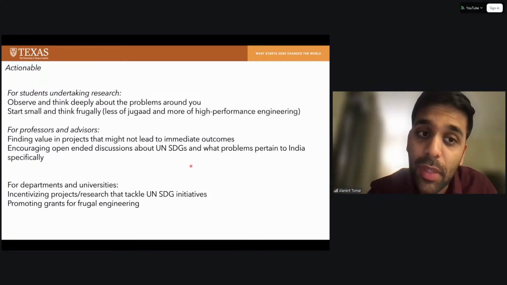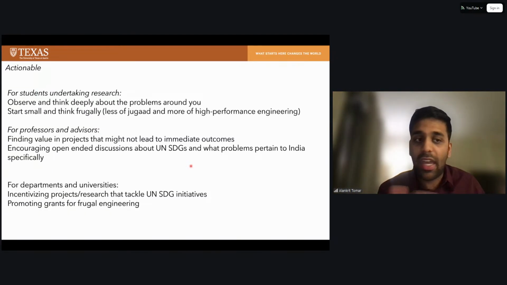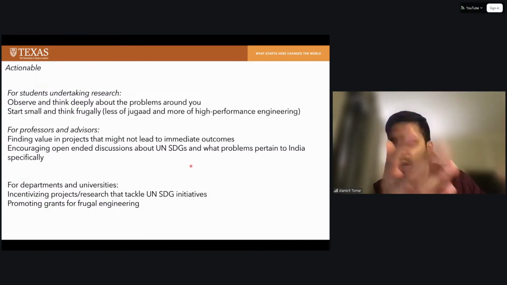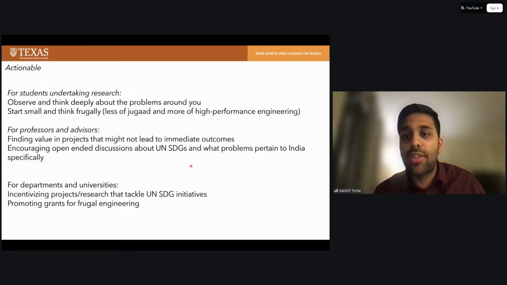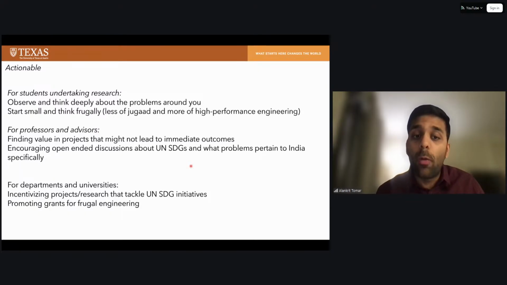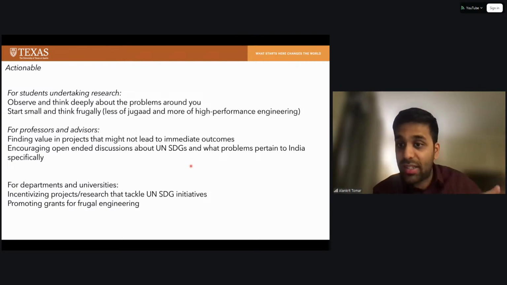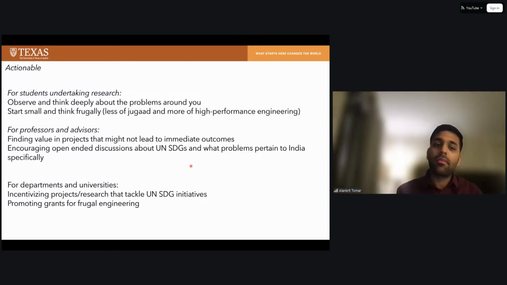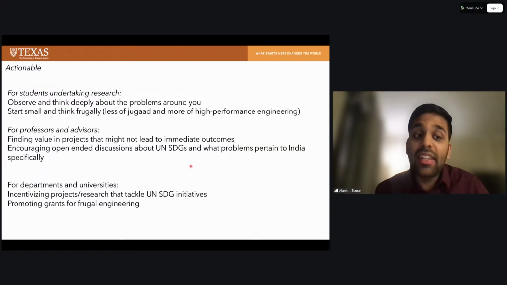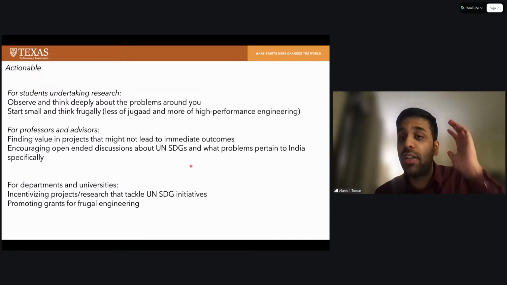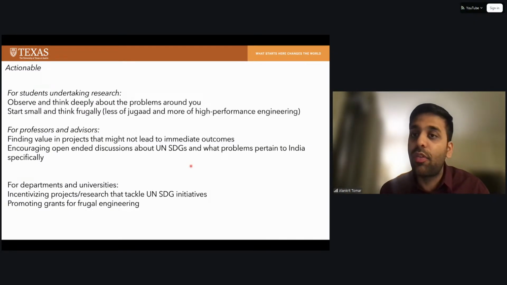So for professors and advisors, again, I feel that we need to start finding value in projects that might not have immediate outcomes, right? There is a lot of research that can be done to solve society's problems that might not have immediate outcomes. And we need to encourage open-ended discussions about the UN SDGs, and specifically what problems which are discussed pertain to India. For departments and universities, I think there is a need to incentivize project research that tackles the UN SDG initiatives directly, and for promoting grants for frugal engineering.